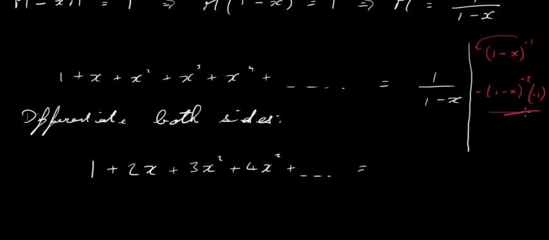So this is what I get when I differentiate this. What is that? We'll get -1 times this minus here, which is going to be plus. So I'll end up with 1 over 1 minus x squared. So on the right hand side I just end up with 1 over 1 minus x squared. Right, so that's differentiating both sides.